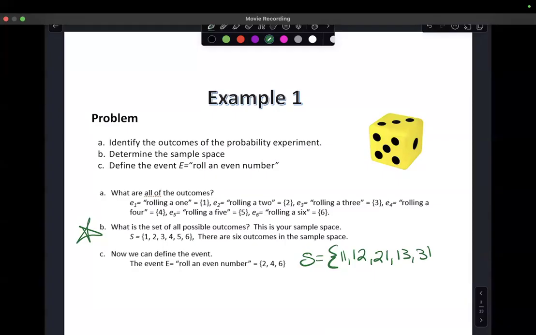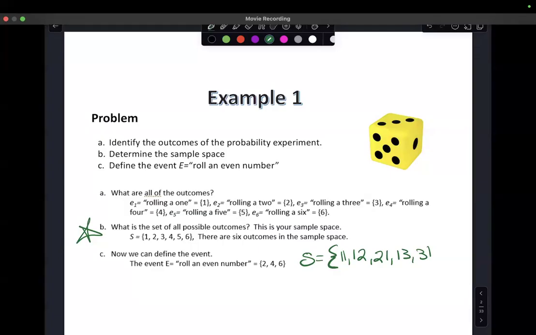All right. So if we're defining an event, we're defining what a success looks like. So my event here is to roll an even number. Then I would need to write down what the possible outcomes are for what the successes look like. So rolling an even number, I could roll 2, 4, or 6.